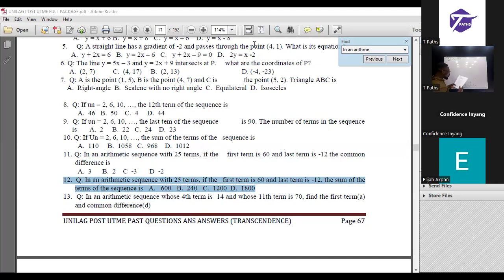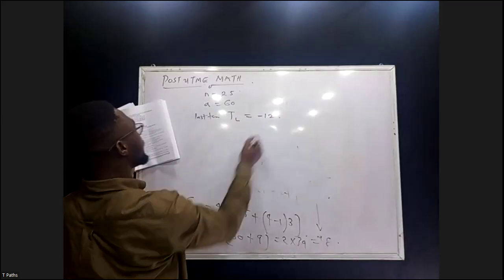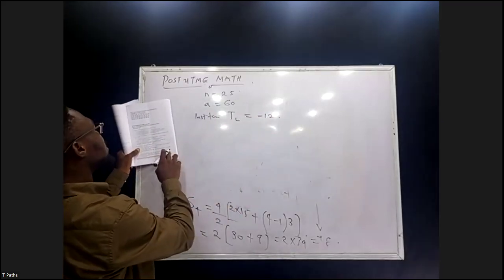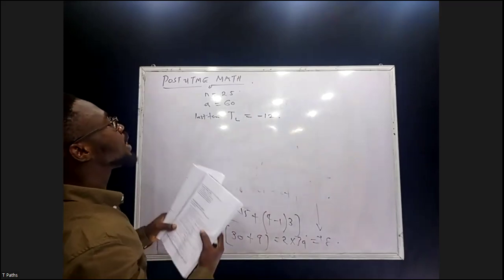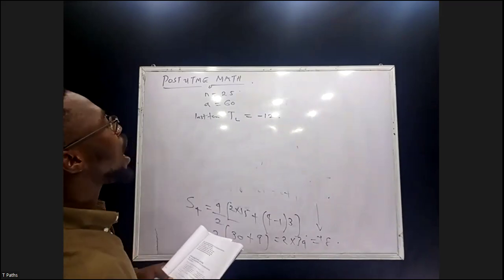Now, in an arithmetic sequence with 25 terms, the first thing you're going to write there is the number of terms, n is equal to what? 25. That's the first thing. If the first term is 60, first term a is what? 60. And we're now given the last term. Your last term, I can call that T last, to be what? Minus 12. I'm now told to find the sum of the terms of the sequence. The sum of all the terms in this sequence. Now, how do I do that?